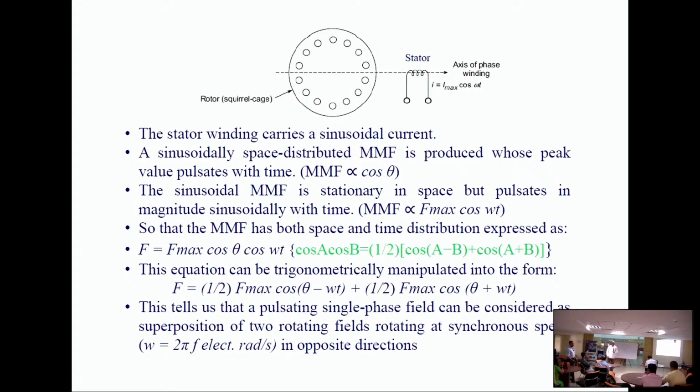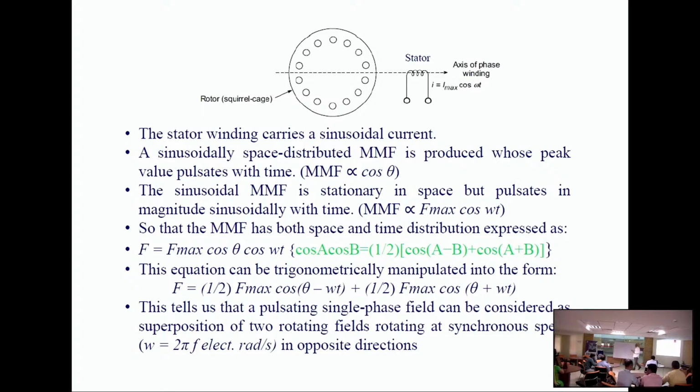So when you represent a sinusoidal quantity by a vector, these two equations, okay, it consists of two components. One is theta minus omega t, the second one is theta plus omega t. So this tells us that a pulsating single phase field can be considered as a superposition of two rotating fields rotating at synchronous speed in opposite direction.